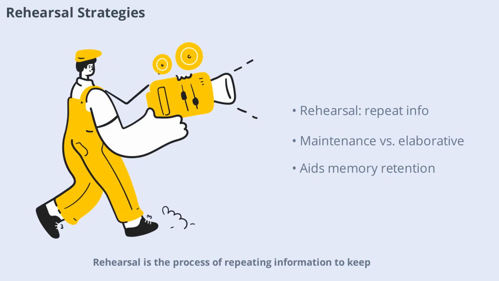Rehearsal is the process of repeating information to keep it in short-term memory or transfer it to long-term memory. There are two main types: maintenance rehearsal, which involves simple repetition, and elaborative rehearsal, which links new information to existing knowledge. Both strategies are useful, but elaborative rehearsal is more effective for long-term retention. Teachers can encourage rehearsal by using activities like flashcards, practice quizzes, and group discussion.